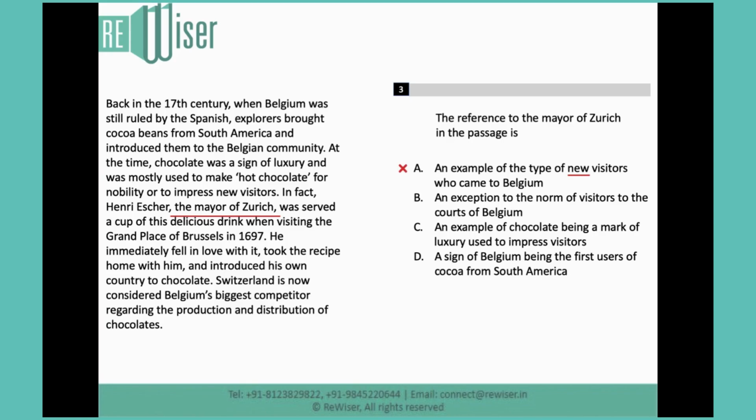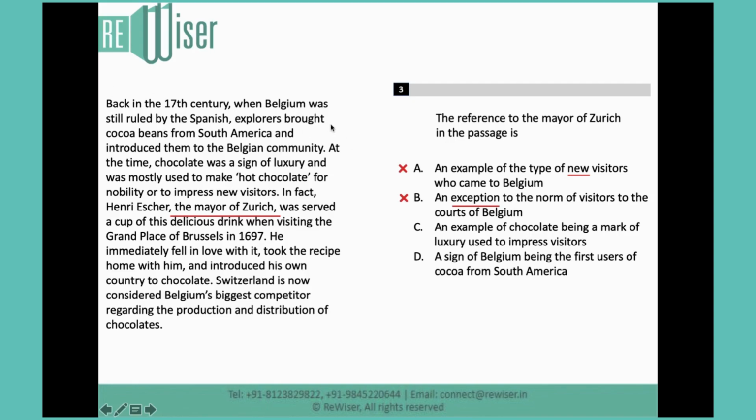An exception to the norm of visitors to the courts of Belgium, it certainly isn't easy to eliminate. An example of chocolate being a mark of luxury used to impress visitors. So the reference to the mayor of Zurich in the passage is an example of, well, let's read this passage from the beginning. Back in the 17th century, when Belgium was still ruled by the Spanish, explorers brought cocoa beans from South America and introduced them to the Belgian community.